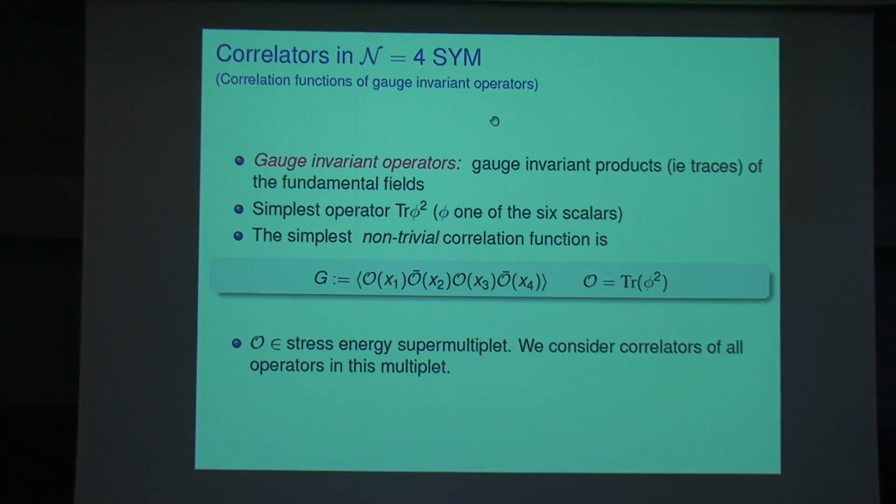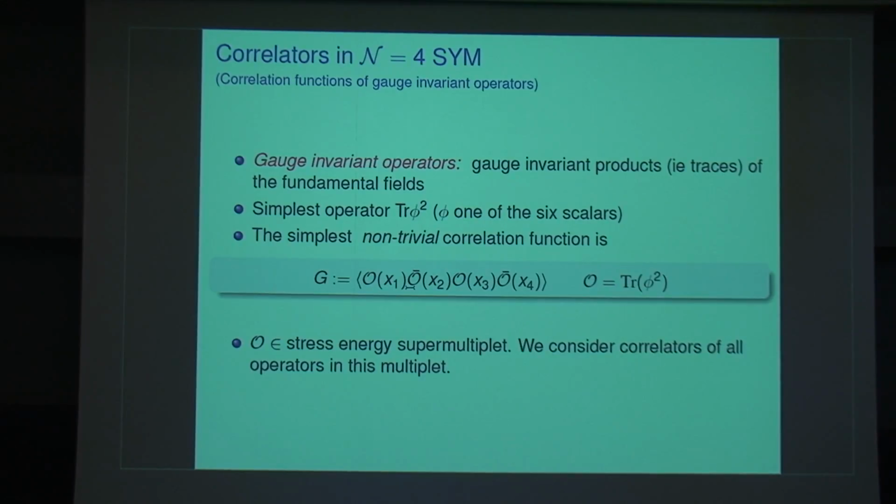Okay, so very briefly then, correlators in N=4 super Yang-Mills. I'm going to be talking about this 4-point function of 4 gauge invariant operators, and the gauge invariant operator is obtained by simply taking one of the 6 scalars of N=4 super Yang-Mills, any one will do, squaring it and taking the trace. That gives you an operator. You can get the 4-point function of 4 of these operators, inserted in position space at x1, x2, x3, x4, and take its expectation value.